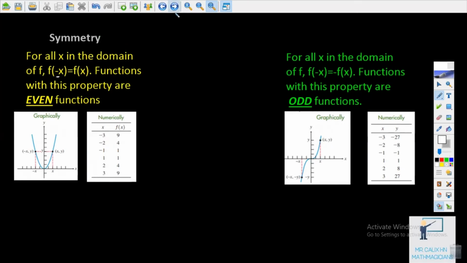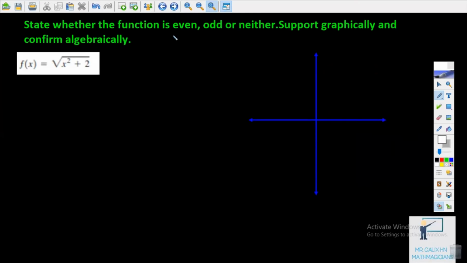Let's make the next exercise. It says, state whether the function is even, odd, or neither. Support graphically and confirm algebraically. So we're going to support it graphically and then we're going to confirm it. Now for this, we're going to use a table of values to make the graph. As you can see, you can substitute any number you want here because your domain is all real numbers. Any number that I substitute here will give me an answer. It will never be negative, indicating that it will be all real numbers. If I can use any number, I'm going to use this set.